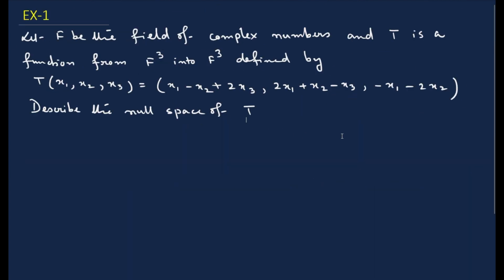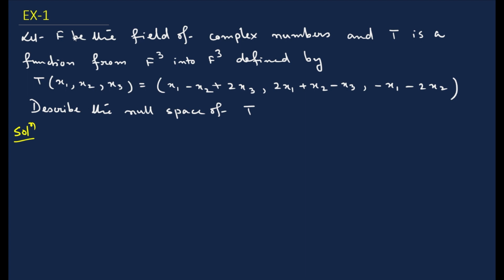Okay, let us come to the first problem. Here you see what is given. Capital F is the field of complex numbers. So it's a field, meaning a field of scalars. So whatever element you see in F, all those elements are complex numbers. Also we know that all the real numbers are also complex numbers. So in capital F we have real as well as complex.